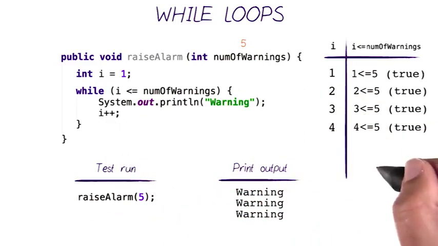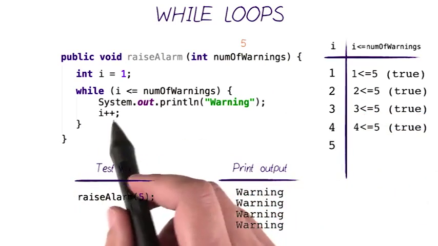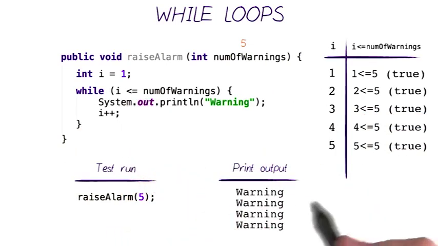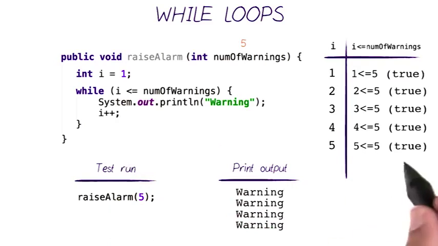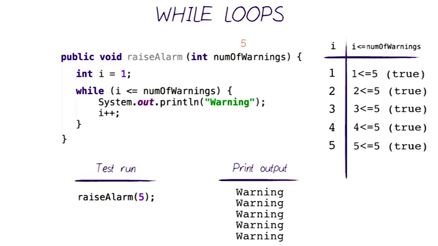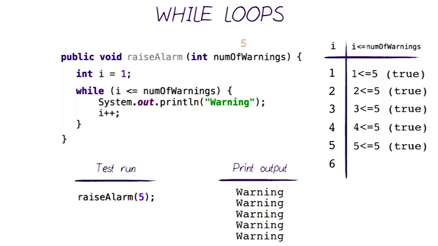So we step back into our loop, print 1 more time, increment i, making it 5, and then we step back to the top of our loop, comparing 5 to numberOfWarnings, which is still less than or equal to 5, because 5 is equal to 5, so that's true. We step into our loop, and then we print out warning again. And then we increment i, making it equal to 6.